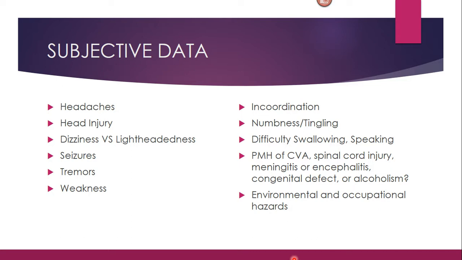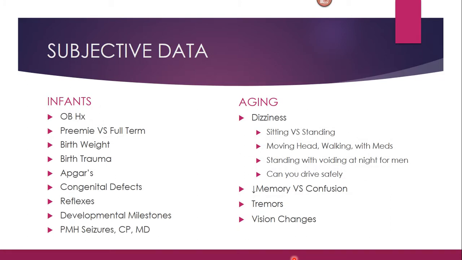Any history of any kind of neurological issues like a stroke, spinal cord injury, infections like meningitis or encephalitis, congenital defect, alcoholism? Are they exposed to any environmental or occupational hazards such as insecticides, organic solvents, lead? Are they taking any mind-altering or mood-altering drugs such as marijuana, cocaine, barbiturates, or tranquilizers? It's a lot of information, and it just keeps coming. So those were just our adult patients.